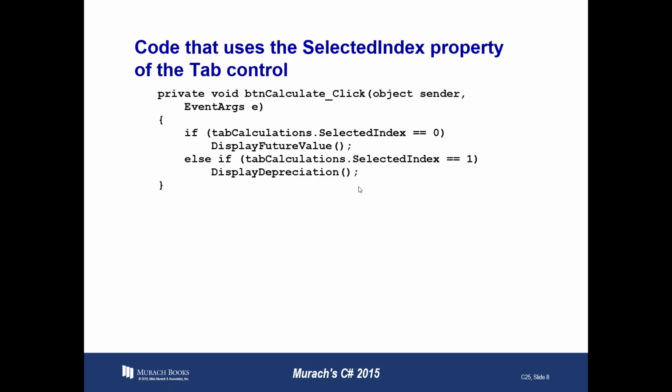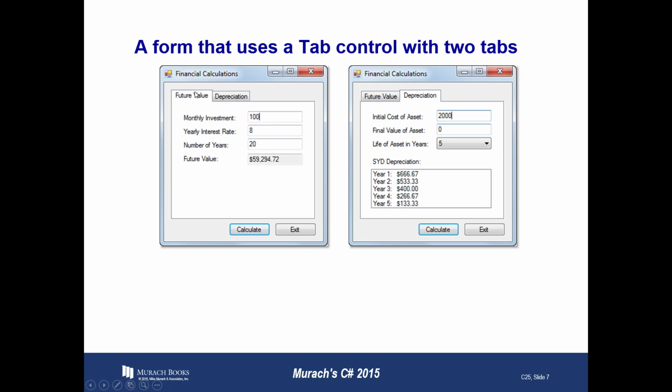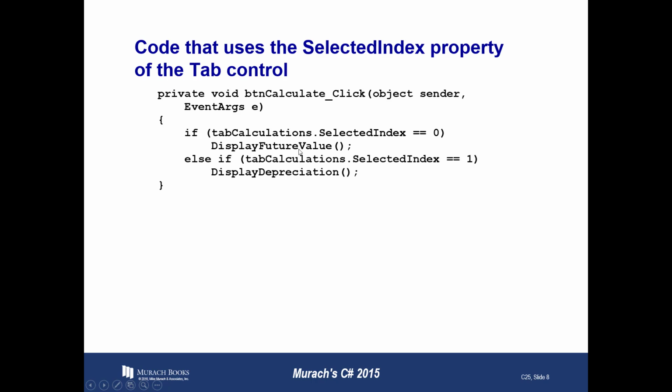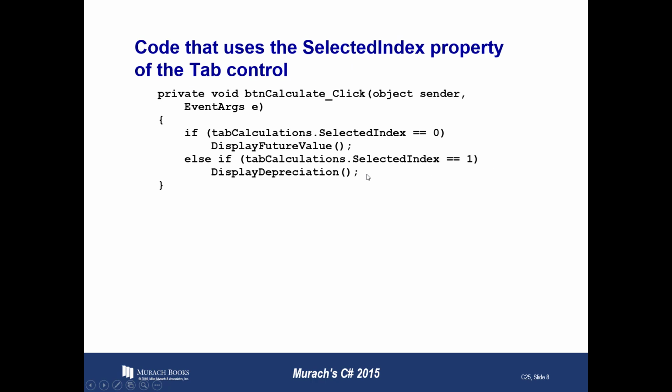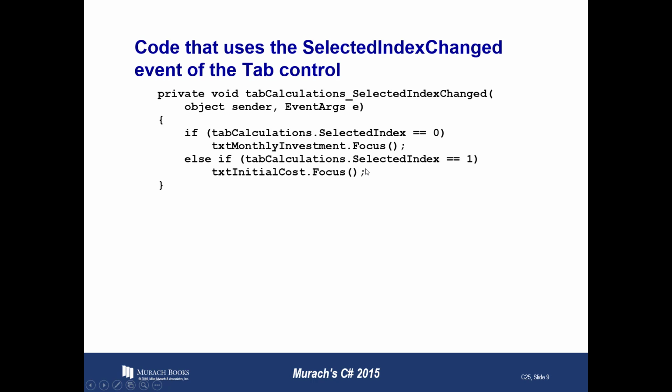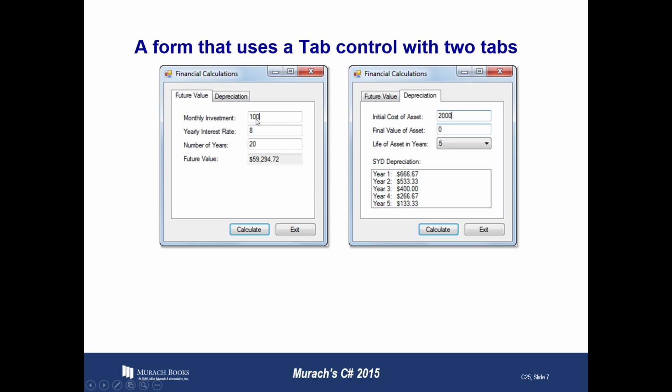Code that uses the selected index property of a tab control. Well, what are we saying? If we chose 0, which is this one, show that form. Otherwise, if we chose 1, which is this one, show that form. Code that uses the selected index event. Again, if it's 0, we want the focus to go here. If it's a 1, we want the focus to go here.